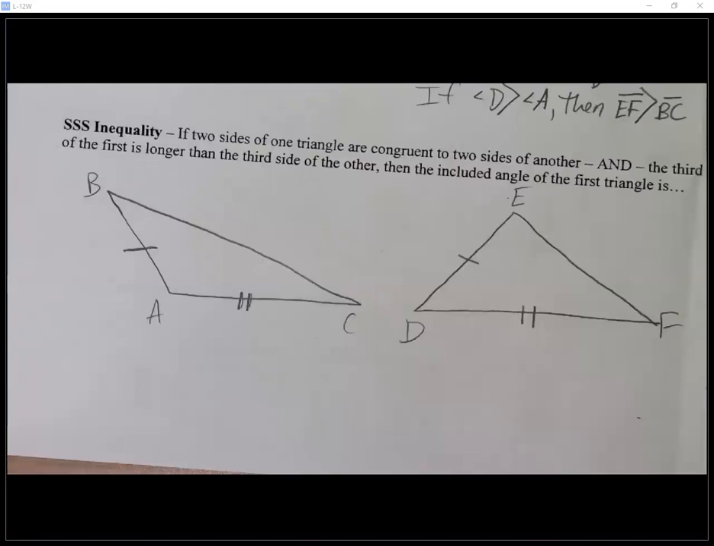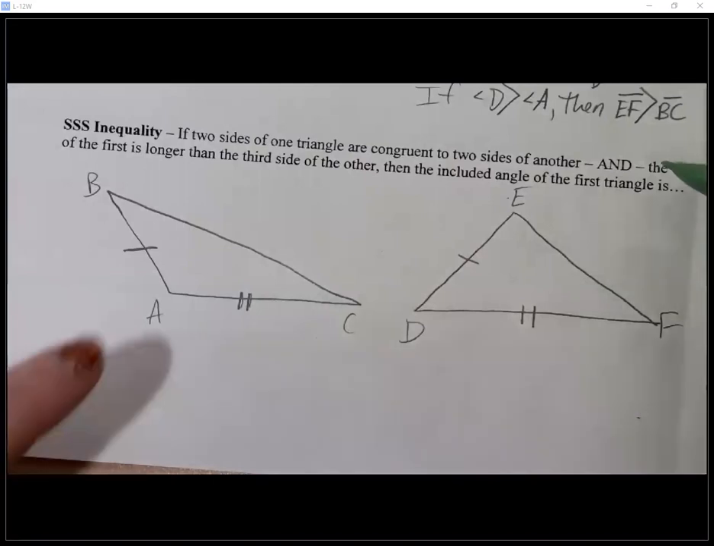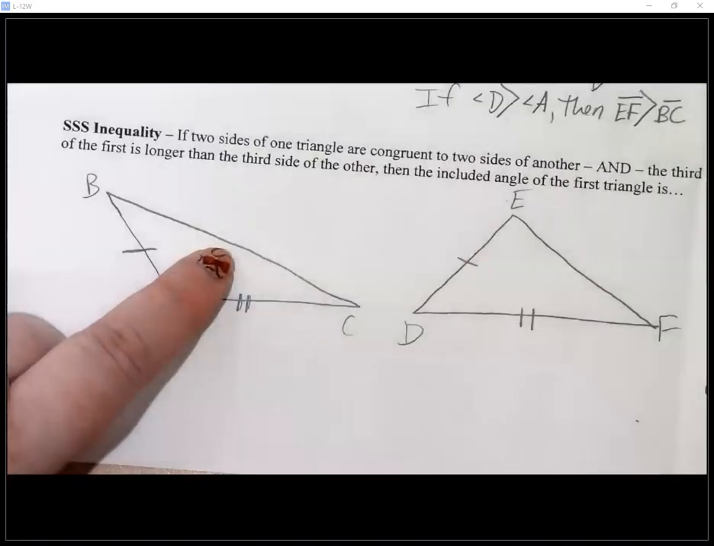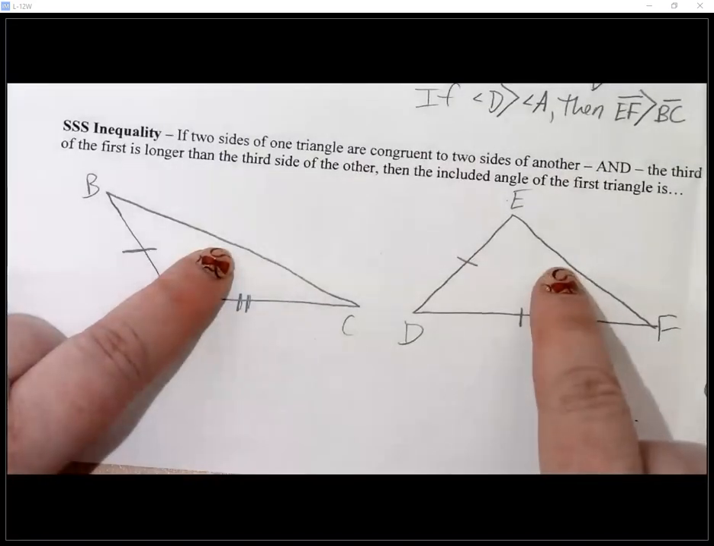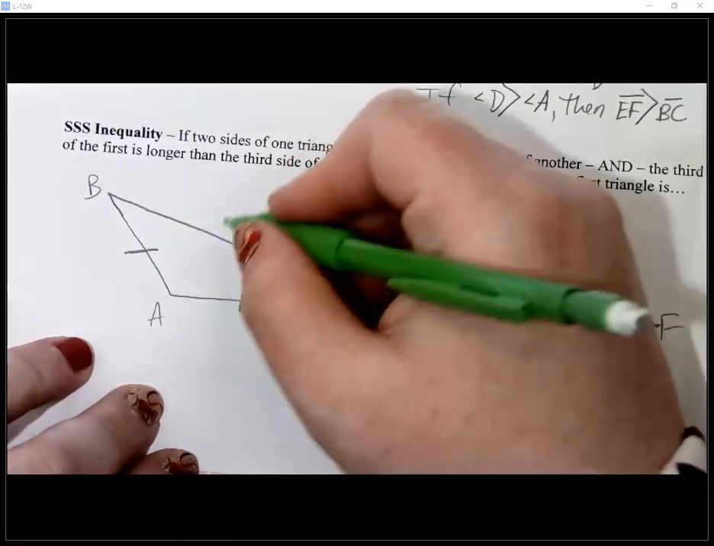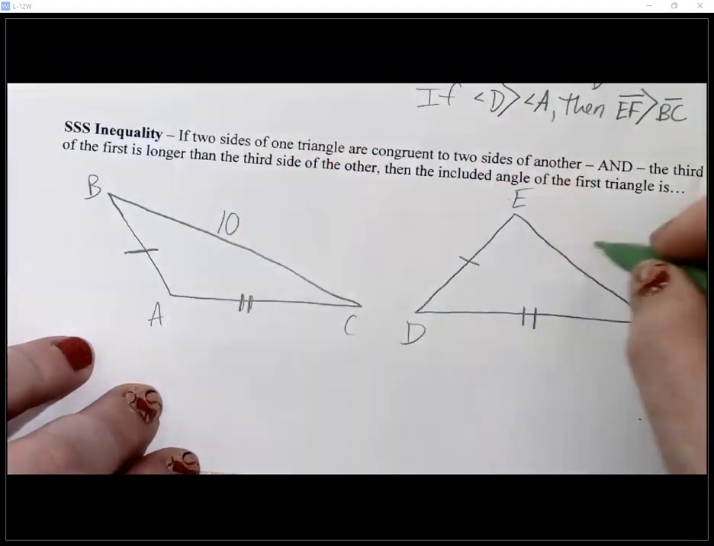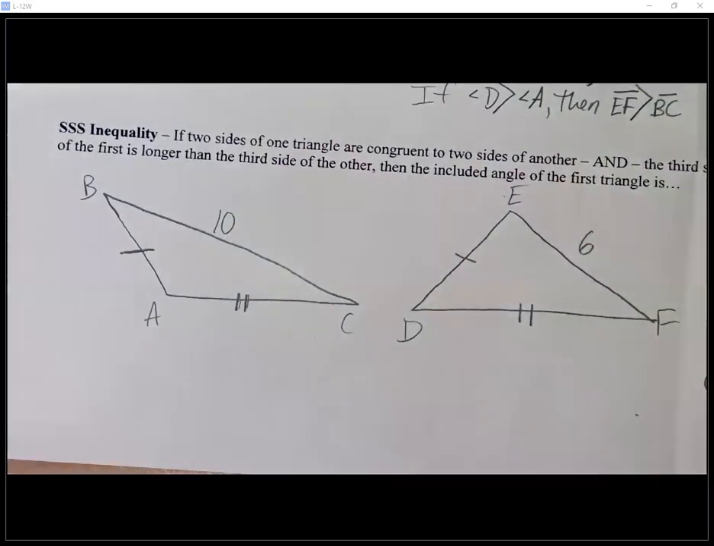Okay, so here's what this is saying. I have two sides and two triangles that are congruent, right? I've got that. Two sides in one congruent to two sides in another. Okay, perfect. Now this other piece. The third side of the first is going to be longer than the third side of the second. So I don't know, let's say that this is 10 units long and maybe this is only 6 units long. What they're now saying is that I can compare those two angles that are across from those sides. I can make a statement about angle A and angle D.